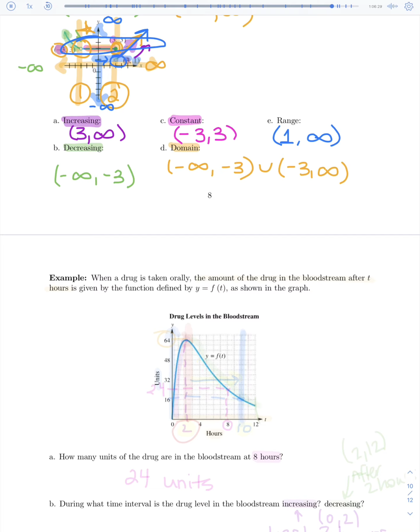This next problem, we're going to look at reading a graph and making sure that we can read a graph to answer a couple questions.